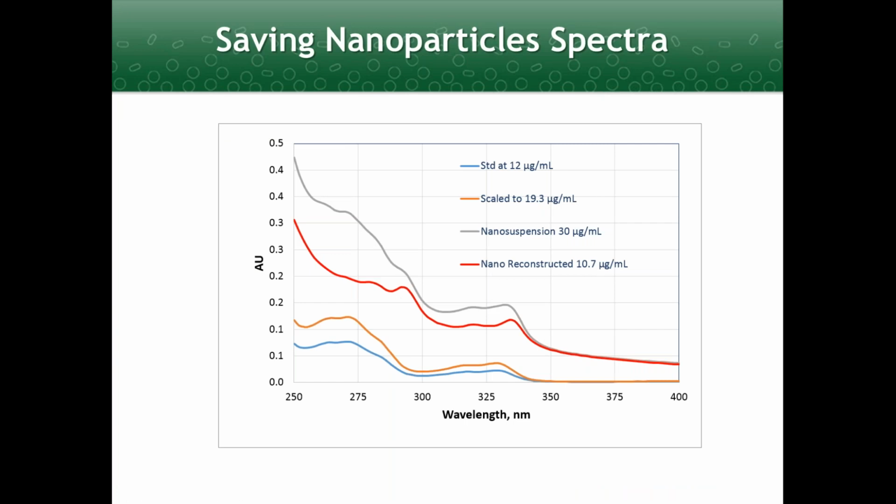So again, showing this, red is the reconstructed spectrum of nanoparticles. That is the blue spectrum, which was measured, scaled up to solubility, which is the orange spectrum. And then this spectrum was subtracted from the measured nanoparticle spectrum, which is the gray spectrum. That's how we get the red spectrum. All these operations are done automatically behind the scenes in AuPRO 6 software to save standards of nanoparticles.